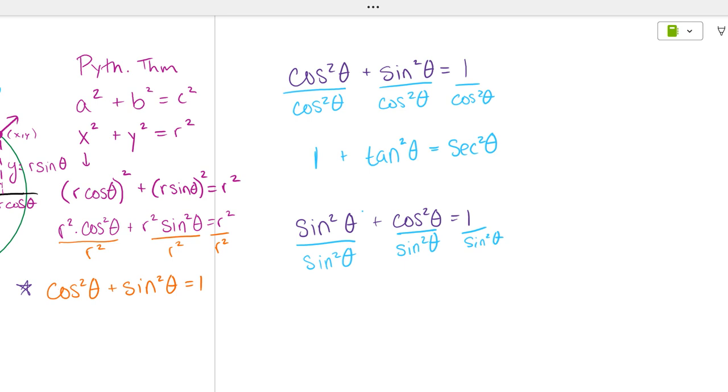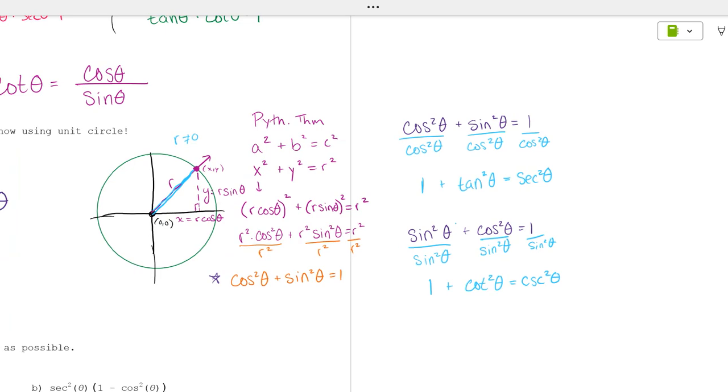So now we see sine squared over sine squared is 1. Cosine squared over sine squared, well, that is cotangent squared. That's another quotient identity. And the reciprocal of sine is cosecant, so we get cosecant squared. So there's another Pythagorean identity. Again, it comes from that concept of sine squared plus cosine squared equals 1.